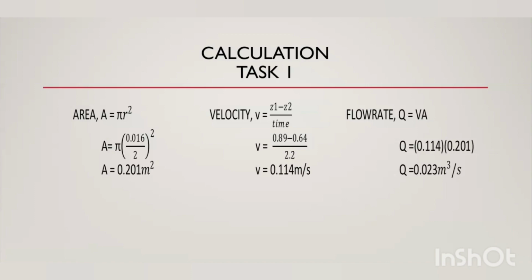For the flow rate, the equation is velocity times area. 0.114 is the velocity and 0.201 is the area. We multiply that and we got 0.023 meter cube per second.